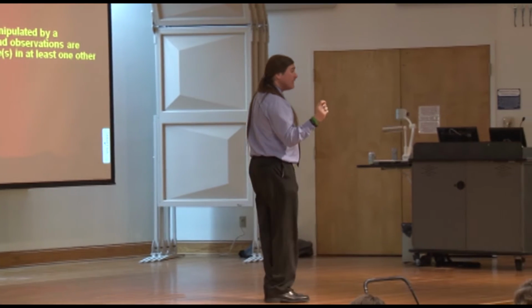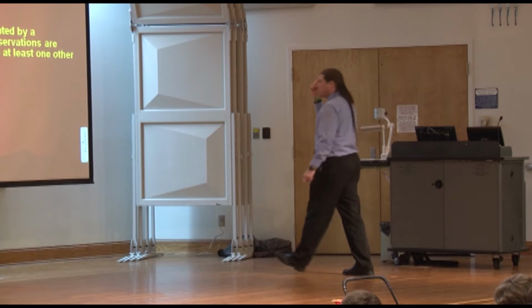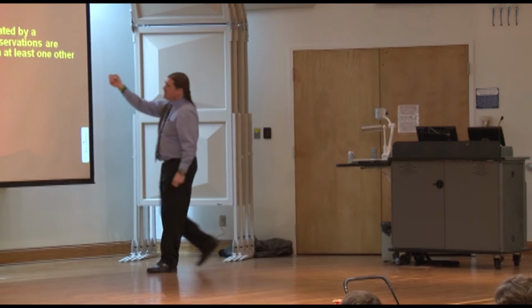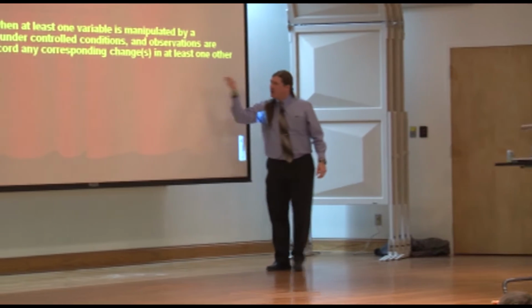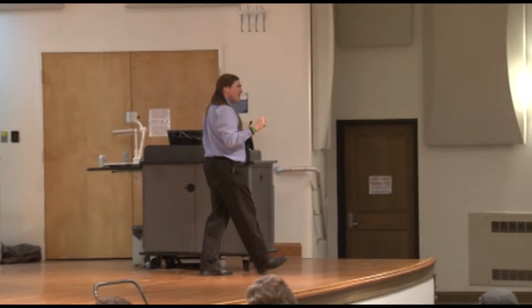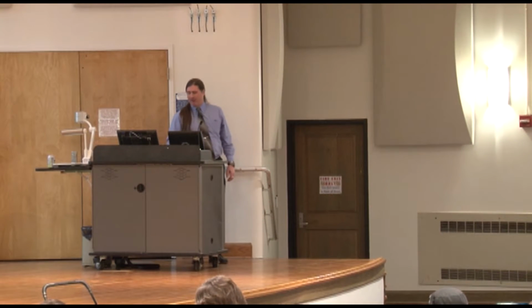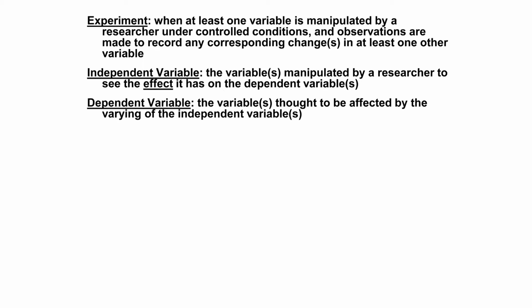But if I have an experiment, then what I'm doing is manipulating a variable in a systematic way under controlled conditions. I'm observing to see whether any corresponding changes are occurring in at least one or more other variables. So an experiment gives me the gold standard of understanding causality depending on how it's run. I want to run it with an independent variable. I've got to have a variable that I can manipulate, one that I can change myself as a researcher or have some effect on in a systematic way.